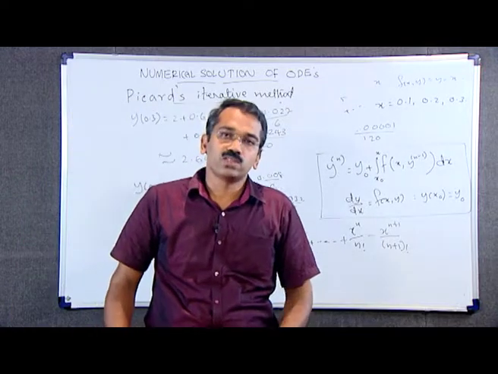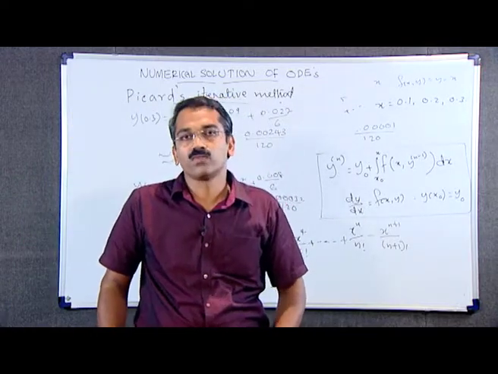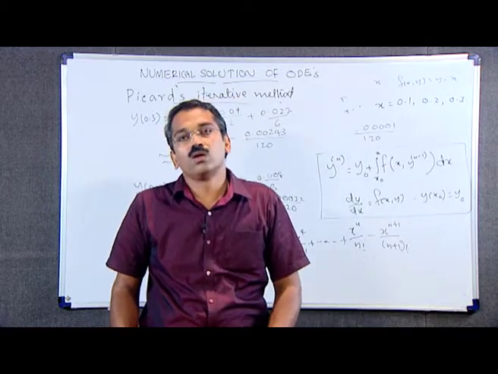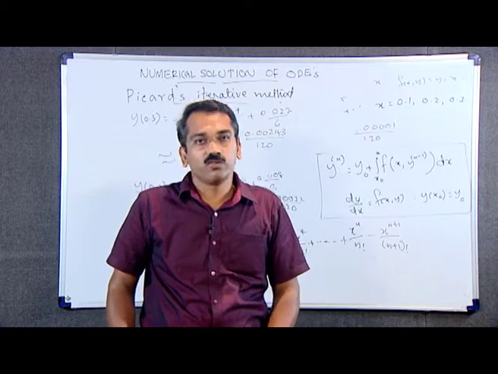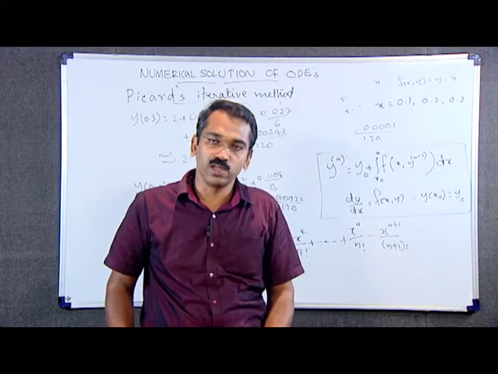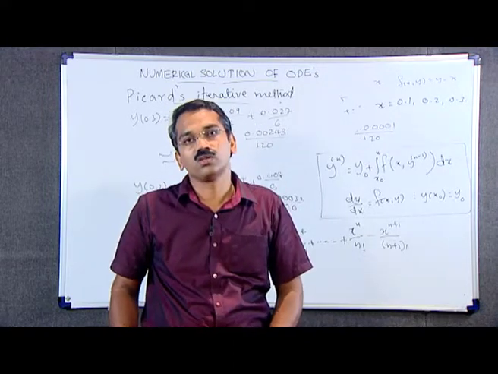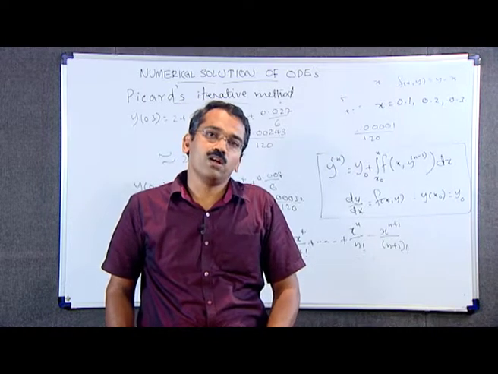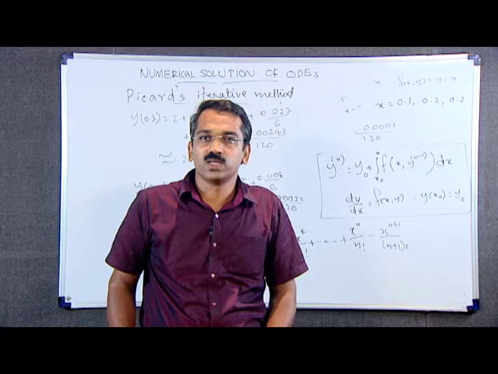Now, let me conclude this session. In this session, we discussed the Picard's iterative method to solve an initial value problem of the form dy by dx is equal to f of x y such that y of x naught is equal to some constant y naught. Hope that you have understood this method.